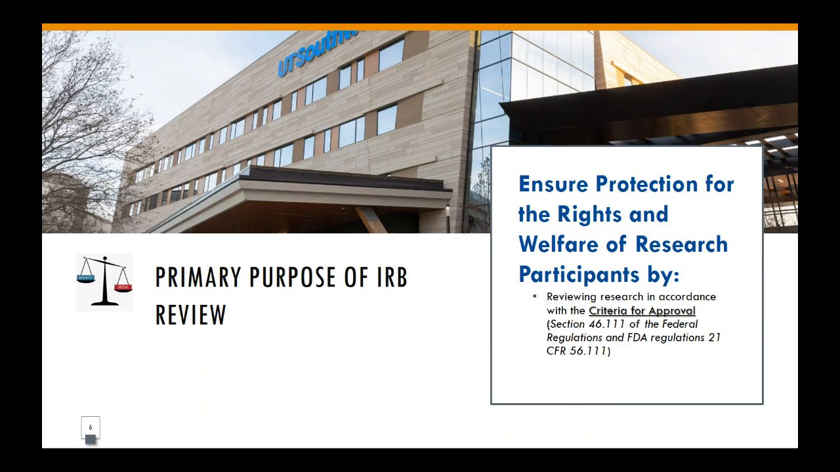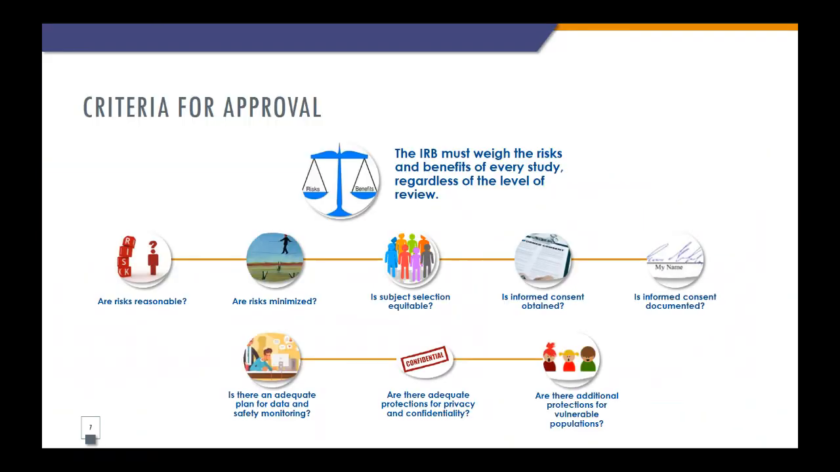Our criteria for approval is something that we apply to every study regardless of the level of review. Our criteria are: Are the risks reasonable? Are the risks minimized? Is subject selection equitable? Is informed consent obtained? Is informed consent documented? Is there an adequate plan for data and safety monitoring? Are there adequate protections for privacy and confidentiality? Now, this last one is only applicable for studies that enroll vulnerable populations. So, are there additional protections for vulnerable populations? Let's talk about each of these criteria.